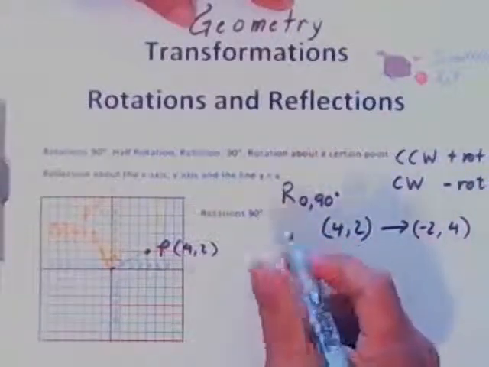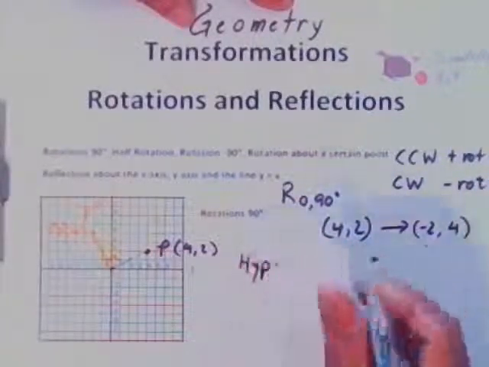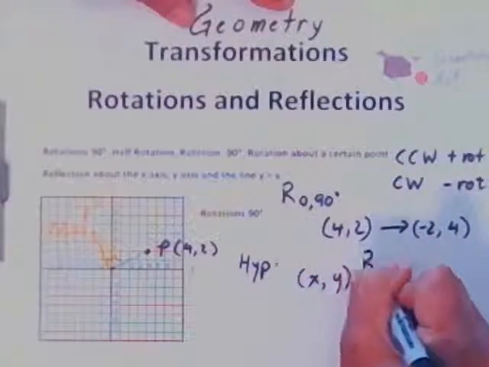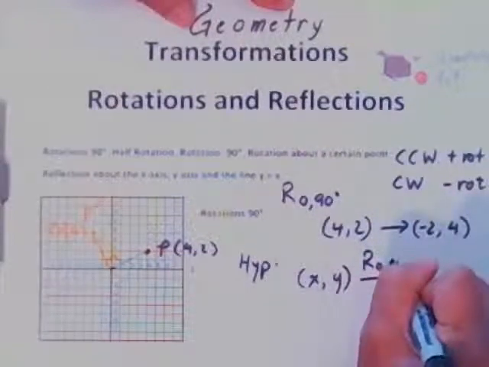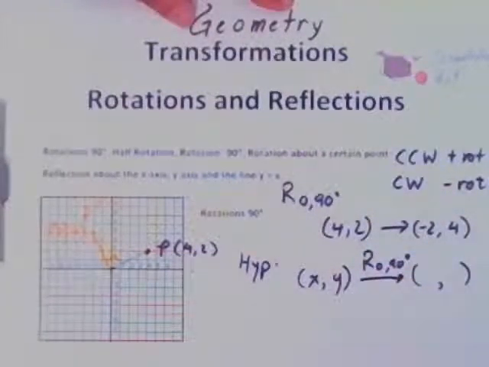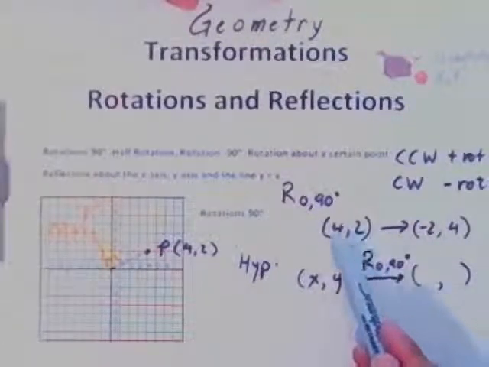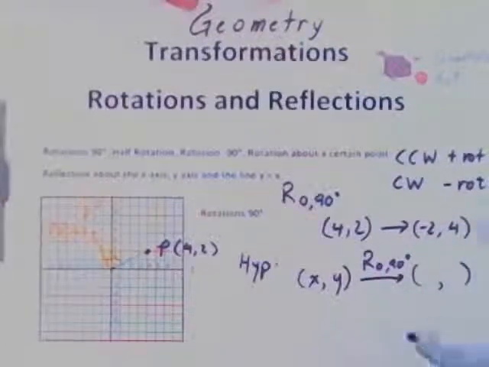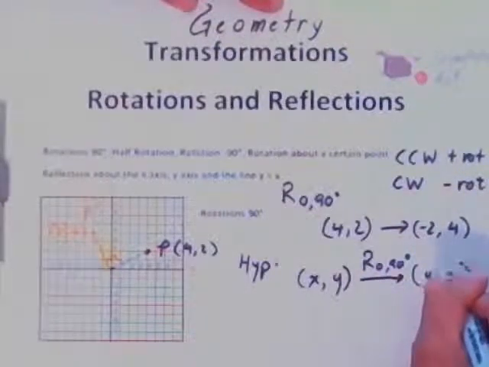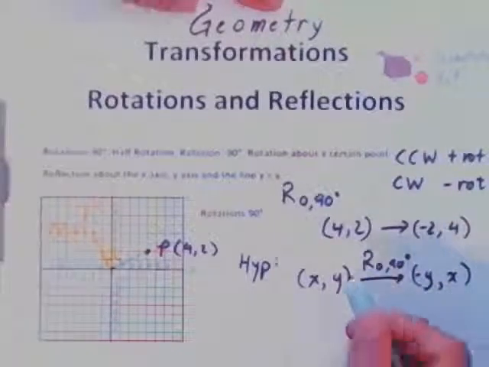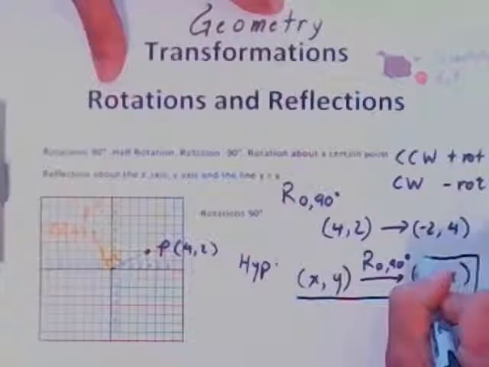So we're going to make a hypothesis. Our hypothesis is that x, y gets rotated about the origin 90 degrees, and I'll pause right now so you can try to figure out what would happen in your xy values. Okay, so what happened here was the x and y got switched, so it became y, x, and the new x became negative. So it's negative y, x. That's our hypothesis.